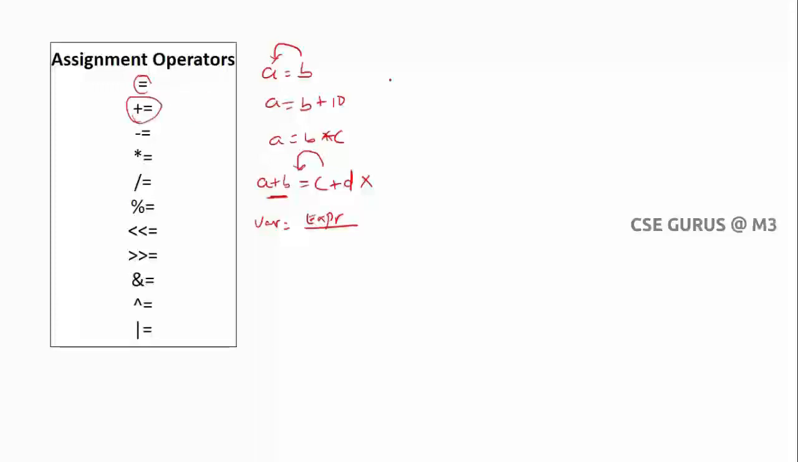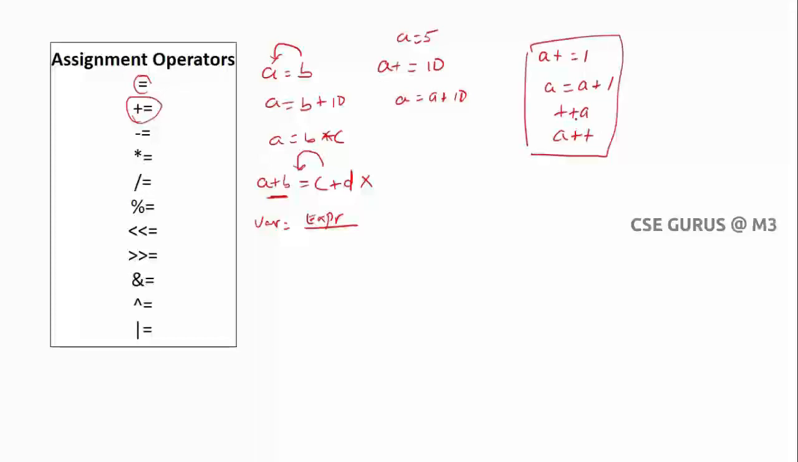And what about plus equals to? Suppose I write a plus equals to 10, the meaning is a equals to a plus 10. Let us suppose a value is 5, after this a value will become 15. That's very simple. If I write a plus equals to 1, the meaning is a equals to a plus 1, right? Which is also equal to plus plus a, which is also equal to a plus plus. Of course in some situations this will behave differently.